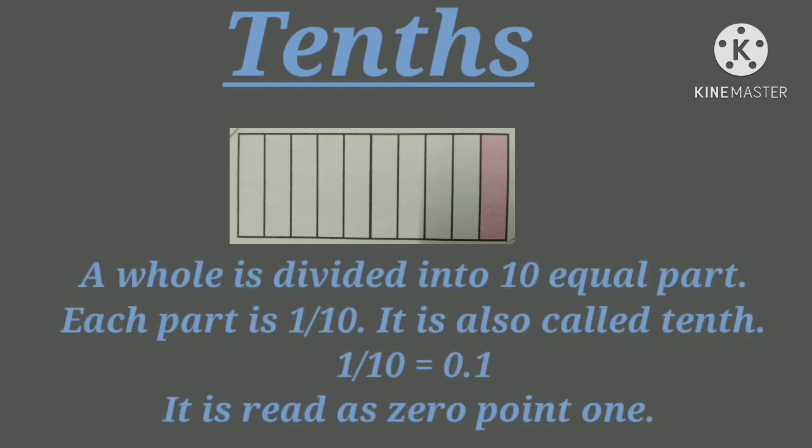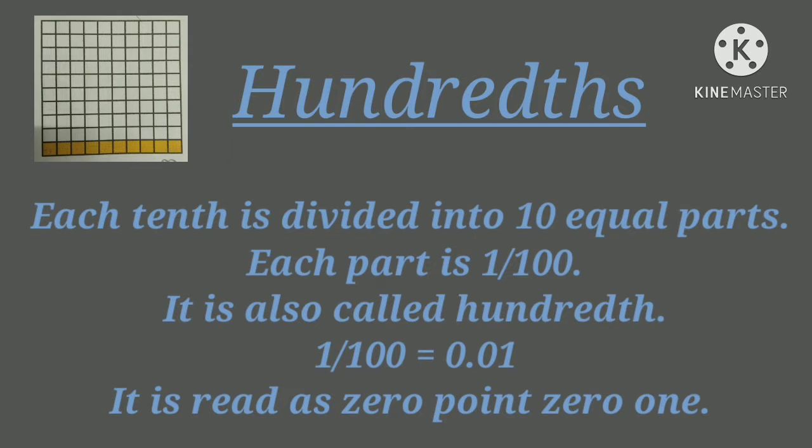Next topic is tenth. A whole is divided into 10 equal parts. Each part is 1 by 10. It is also called tenth. 1 by 10 is equal to 0.1 and it is read as 0.1.